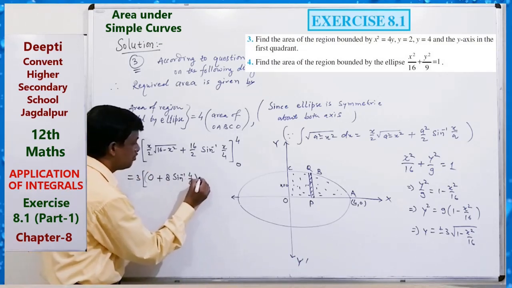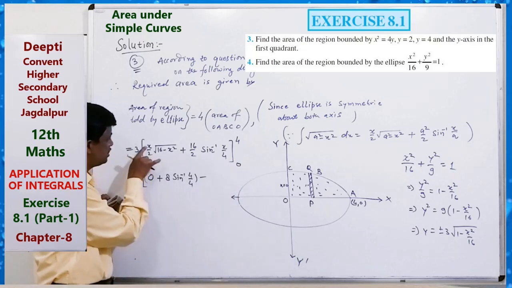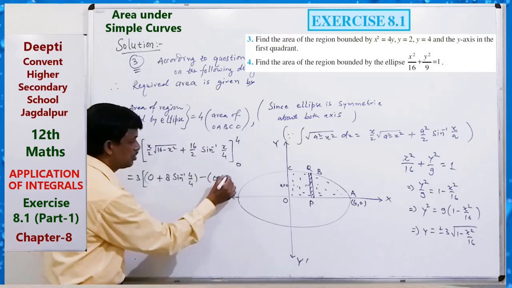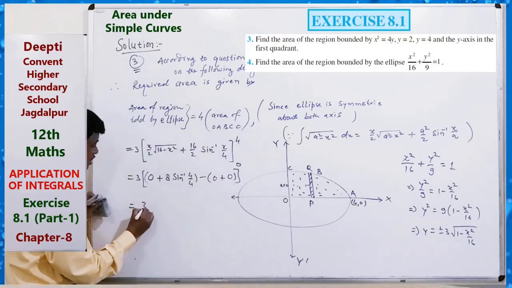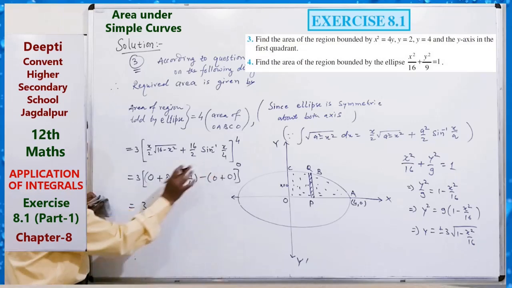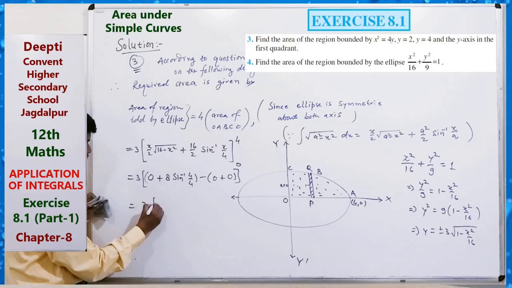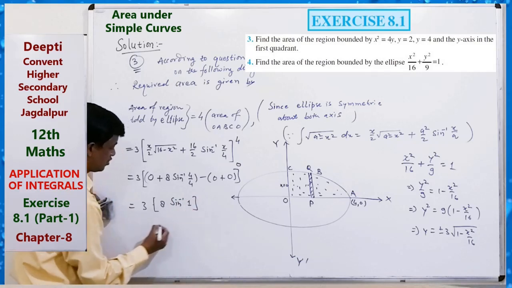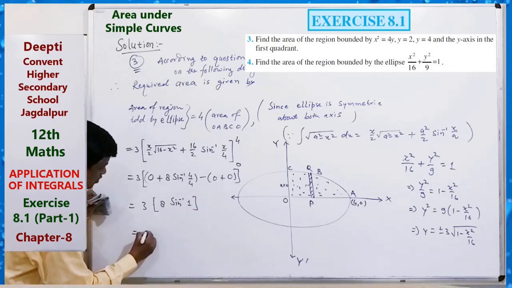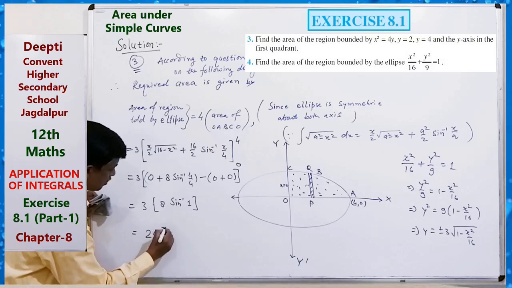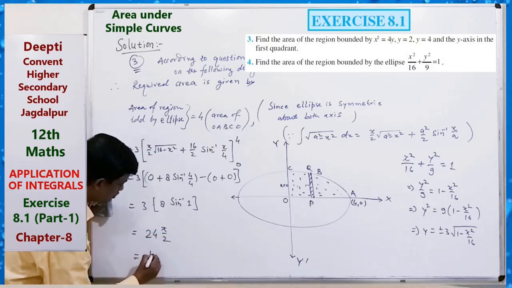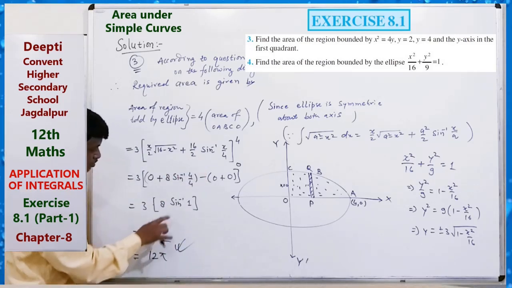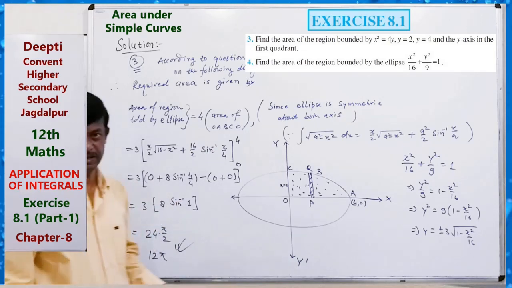This is the first part, minus the value at x equals 0. Here, at 0, the total is 0, and sin inverse 0 is 0, total 0. So this is equal to 3 into 8 sin inverse 1, so 24 pi by 2 equals 12 pi. This is our answer, because sin inverse 1 means pi by 2. So 12 pi is the answer.